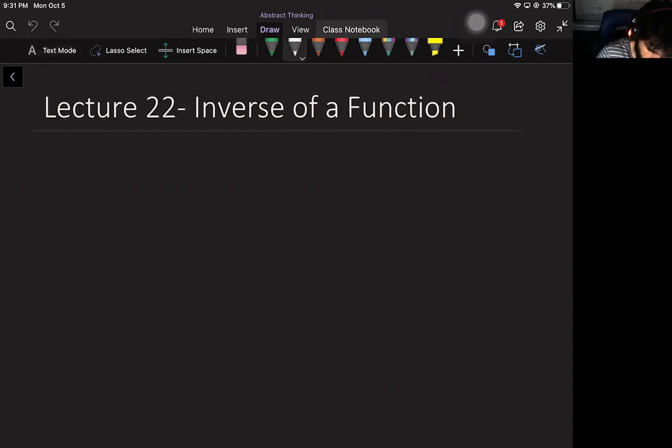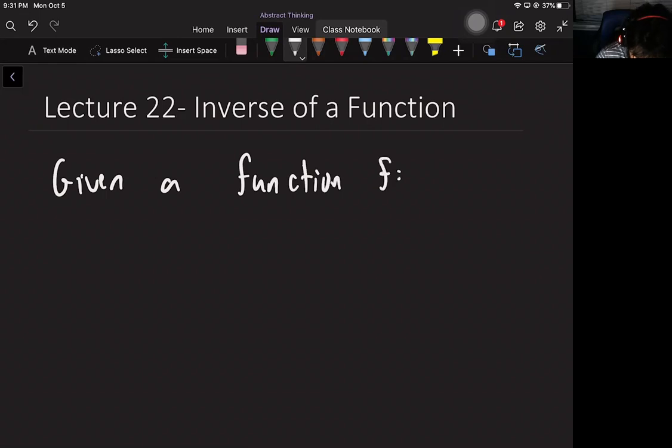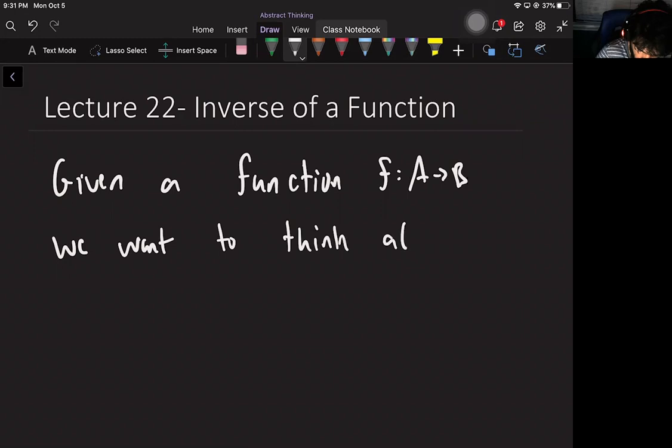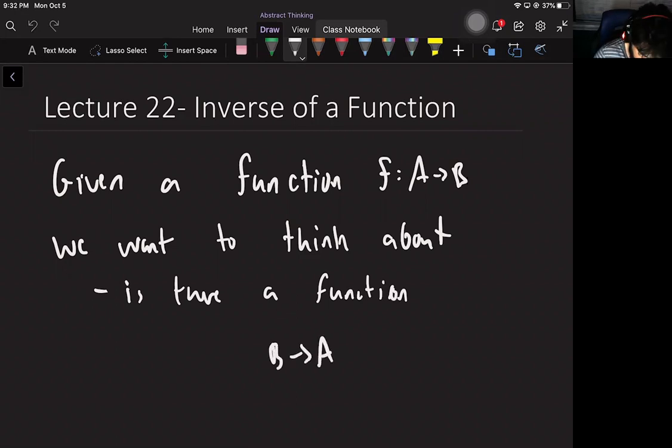First I need a marker. Okay, so given a function, you've seen the word inverse no doubt before, in maybe other classes and other contexts. So given a function from a set to another set, you want to think about the following couple of questions. Is there a function going backwards, meaning it goes from B to A, and it's defined by just doing the opposite of F?